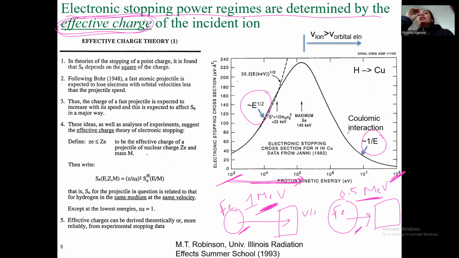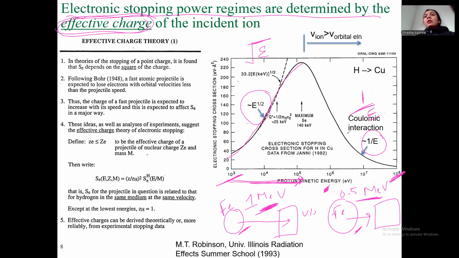So if energy increases, what will happen? You will have more electronic stopping power. You will see here your energy is increasing in eV, and this is proton. So you are going like this, E to the power 1 by 2, the square root of E, right? And here it is 1 by E. This is how your electronic stopping cross section is changing as your proton kinetic energy is increasing.